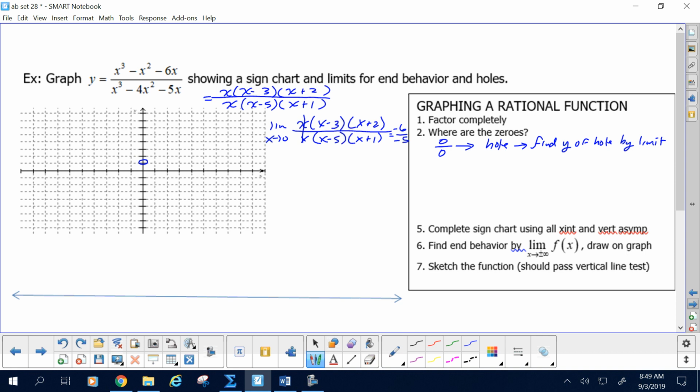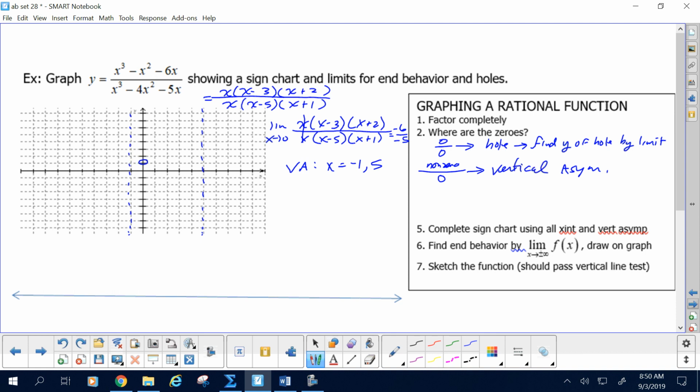Some other stuff then. What about when you have non-zero in the top and 0 in the bottom? What is that graph? You have a 0 in the denominator. There's a vertical asymptote there. Okay, where are our vertical asymptotes here? At x equal what? Negative 1 and 5, so we can put those in. Denominator zeros are vertical asymptotes.